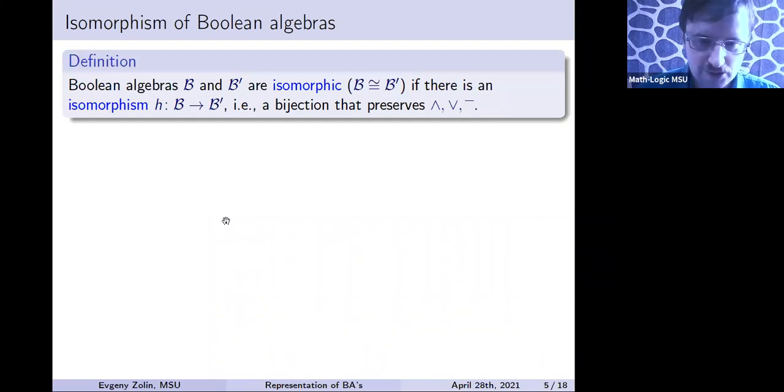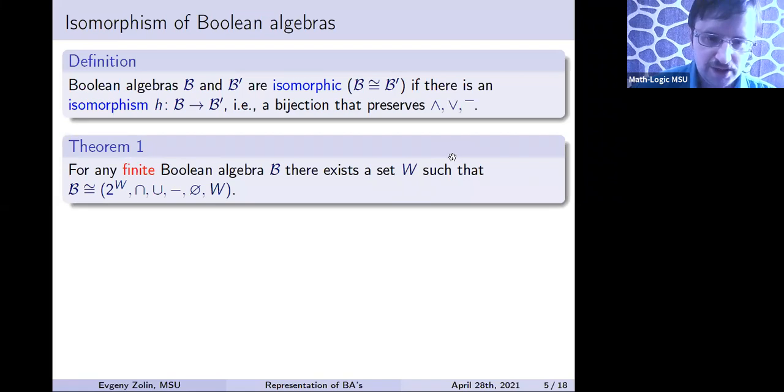Of course, the notion of isomorphism is standard from algebra for any algebras, not only Boolean algebras. We can define what an isomorphism is. This means that we have a bijection that preserves all operations. Well, it is sufficient, of course, to preserve conjunction and the complement, because disjunction is expressible, 0 is expressible, 1 is expressible. So only two operations are sufficient.